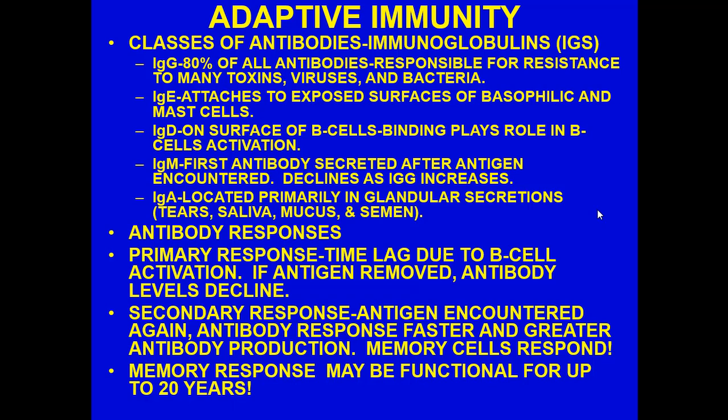But the secondary response, not the first one I just told you, the secondary response, the antigen is encountered again, and the antibody response is faster, greater in the antibody production. You will also have memory cells respond. Memory cells will be converted over to plasma cells, and they're going to be cranking out lots of antibodies. Now, when we talk about memory response, this may be functional for up to 20 years. This is why you get situations where, for example, I was vaccinated many years ago for hepatitis B. And Hep B, you got a series of 3 shots, okay?